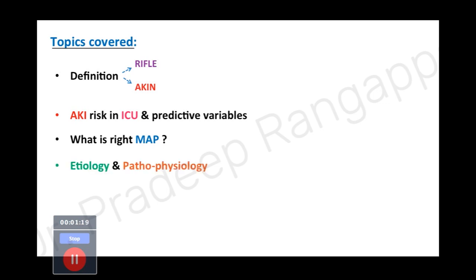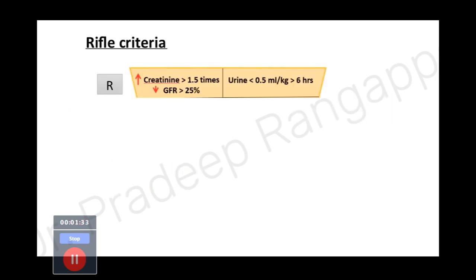So we'll briefly look into etiology and pathophysiology. We'll look into investigations and what are the newer acute kidney injury biomarkers that are available. We'll look at intra-abdominal pressure, and very briefly at renal replacement therapy, and the take-home message.